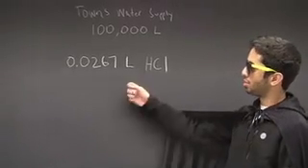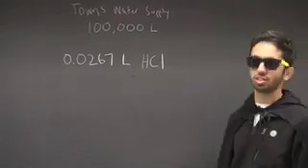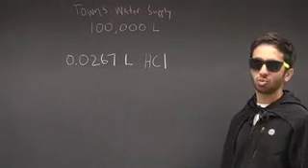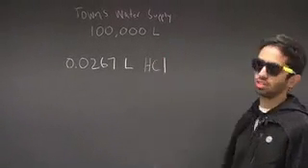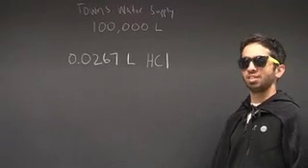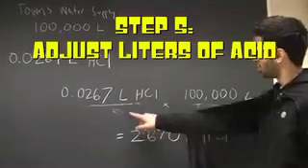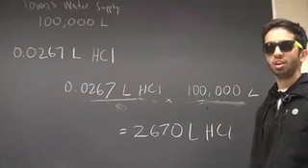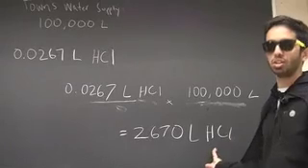So we know that we need 0.0267 liters of HCl to neutralize the base in our 100 milliliter sample, but our town's water supply is 100,000 liters. This seems like another job for Captain Conversion. Alright, so when we multiply these two together, we get 2,670 liters of HCl. We need to go tell the scientists that this is how much we need.